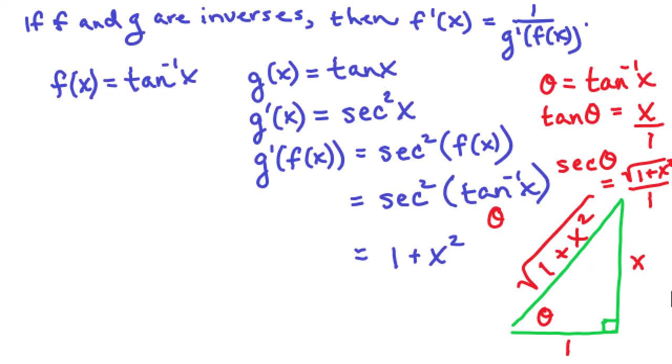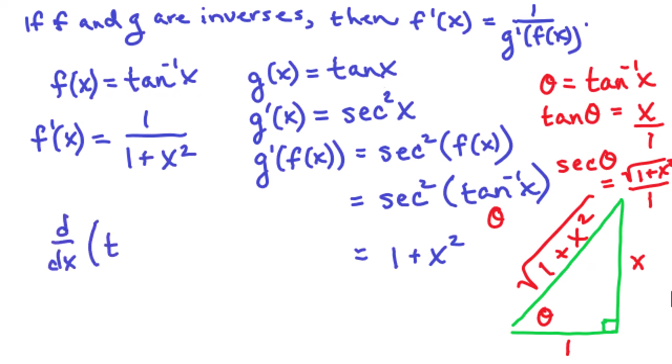So now that we know what g prime of f of x is, we can go ahead and evaluate the derivative of the inverse tangent function. F prime of x is the reciprocal of what we just came up with. So we get 1 over 1 plus x squared. In summary, the derivative of the inverse tangent function is equal to 1 over 1 plus x squared.